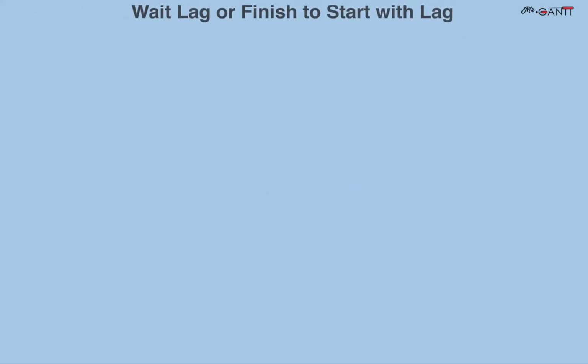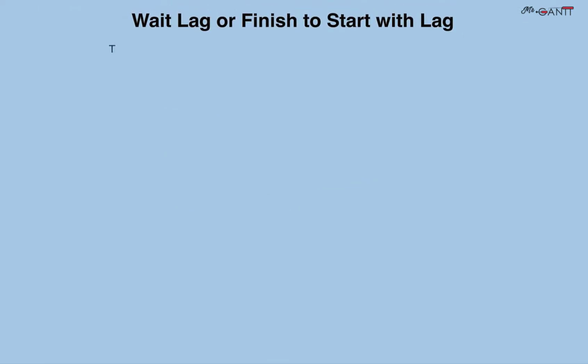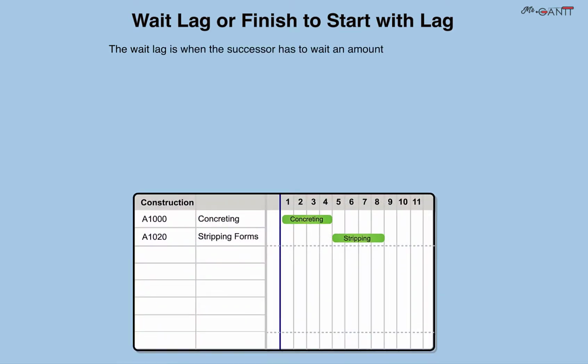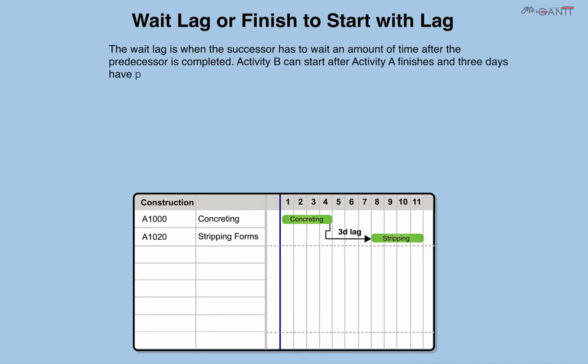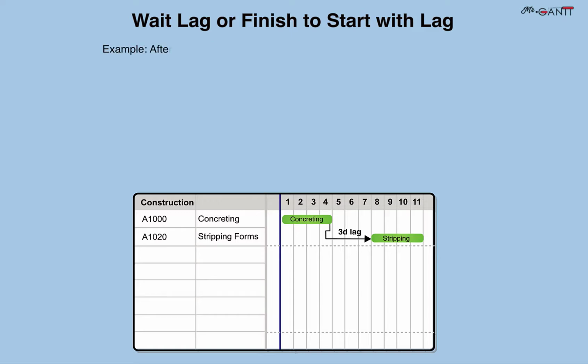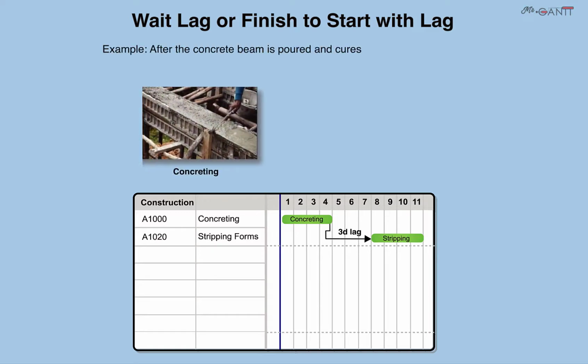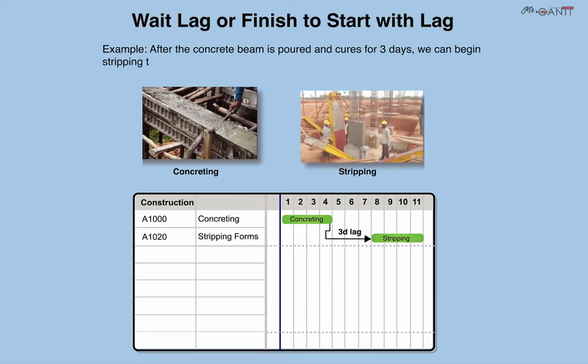Wait lag, or finish to start with lag. The wait lag is when the successor has to wait an amount of time after the predecessor is completed. Activity B can start after activity A finishes and 3 days have passed. Example: after the concrete beam is poured and cures for 3 days, we can begin stripping the forms.